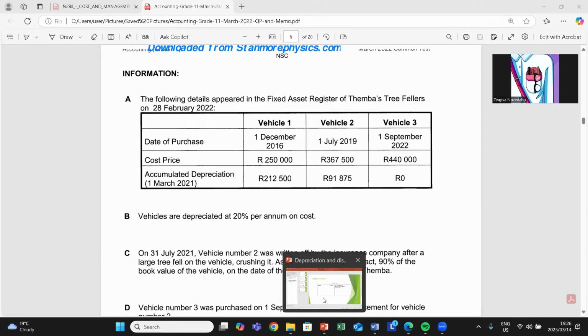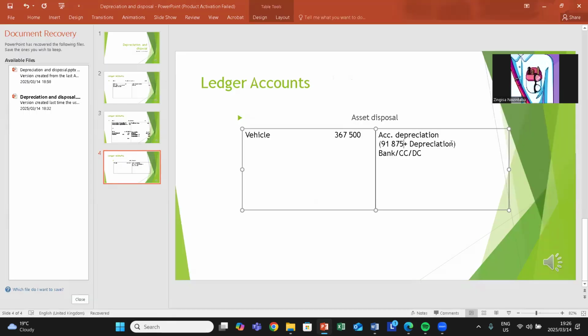And then you are correct. And then we say that on accumulated depreciation there, we'll add that value, which is how much? 30,625, right? And then you got it. And then you say 91,875 plus 30,625.